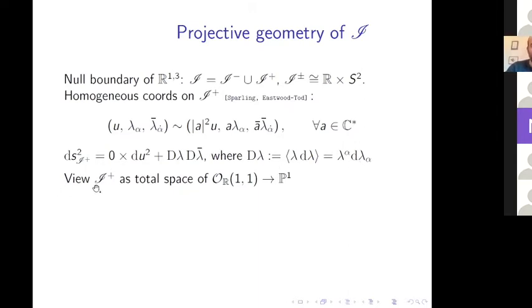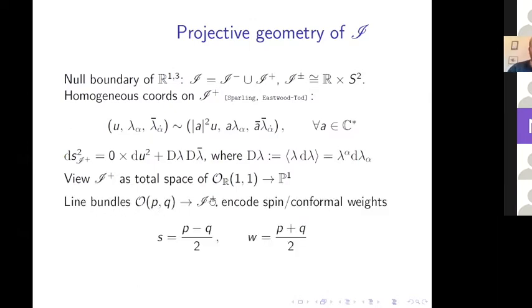And what this means is that you can view scri plus as the total space of a line bundle, a real line bundle over CP1. And that's just the line bundle of real functions that scale with weight 1 in the holomorphic homogeneous coordinate and 1 in the anti-holomorphic homogeneous coordinate. So these words here are another way of saying this projective identification under rescalings relation up here. This might look like something scary, but it really isn't. It's just a way of giving coordinates to a light cone, a null hypersurface with a degenerate metric, such that you don't break Lorentz invariance.